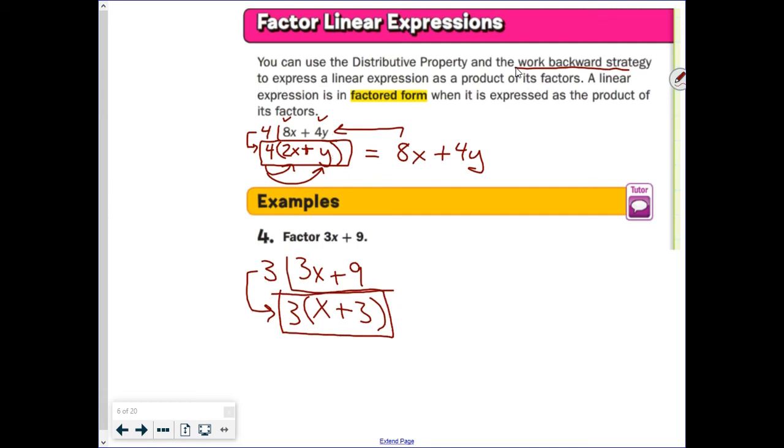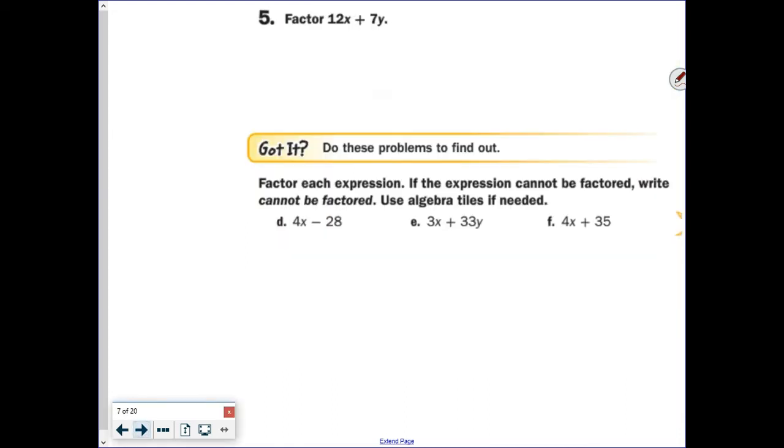We can again check to make sure we're right by distributing. 3 times x equals 3x, and 3 times 3 equals 9. So again, we can check our work, but the answer we're looking for is the one in the box, the factored form.